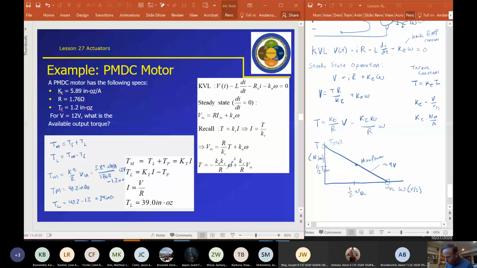Okay, so these types of problems are very straightforward. They're linear equations, pretty simple.